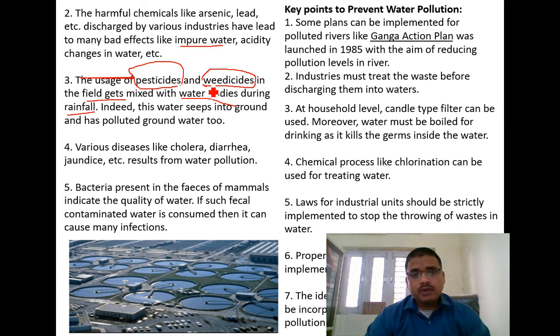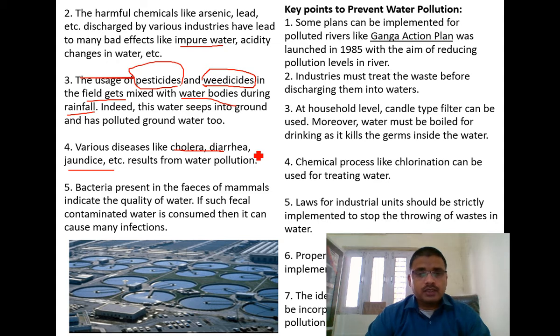Now there is a fourth point: various diseases like cholera, diarrhea, and jaundice. If anybody uses this affected, or harmful, water because of these chemicals, when somebody eats any kind of biotic product or directly drinks this kind of water, then the person gets cholera, jaundice, or diarrhea. This kind of result takes place due to water pollution.